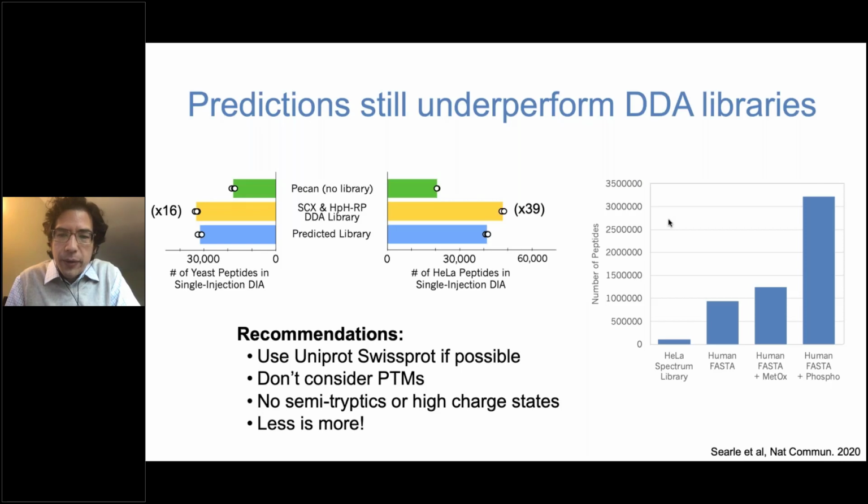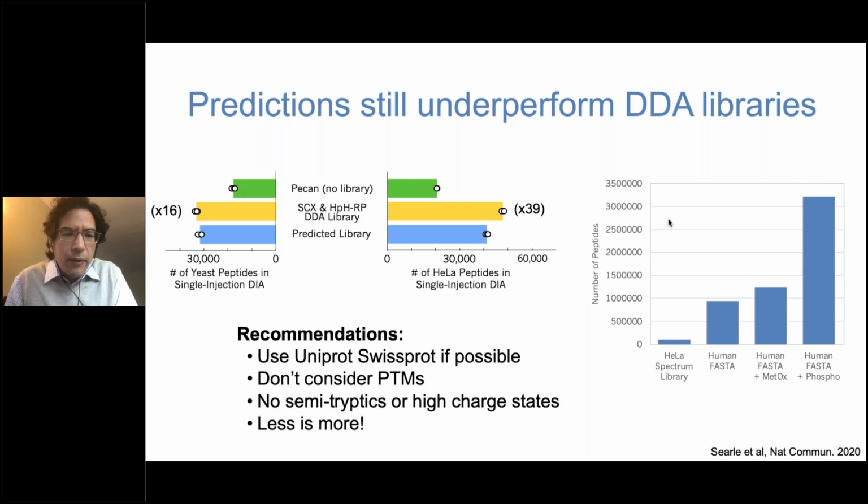So here I'm showing you the number of peptides in this HeLa spectrum library is just north of 100,000. I think it's 150,000 different peptide sequences. That's significantly less than the number of peptides in the human FASTA database or with different PTMs. Because of that, your multiple hypothesis correction analysis needs to be much more stringent when you're searching all peptides in a human FASTA, and it scales as you increase the number of PTMs.